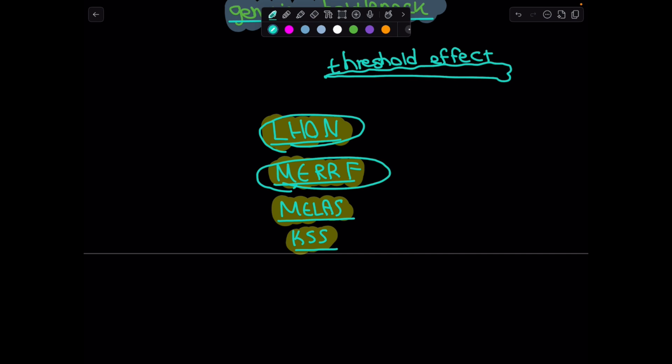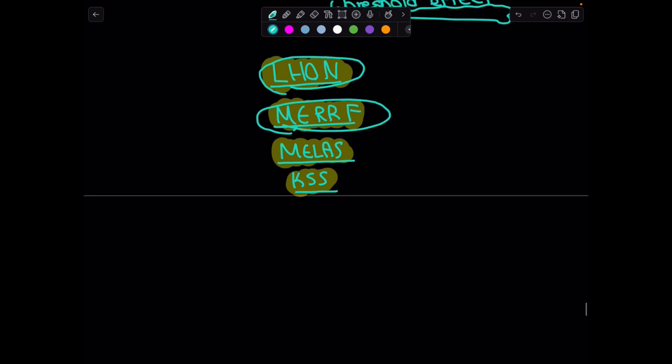Now, those abbreviations. LHON, Leber hereditary optic neuropathy, affects vision, causing optic nerve damage due to mtDNA mutations in ETC genes. MERRF, myoclonic epilepsy with ragged red fibers, involves seizures, muscle jerks, and weak muscles with abnormal mitochondria, ragged red fibers from mtDNA tRNA mutations.